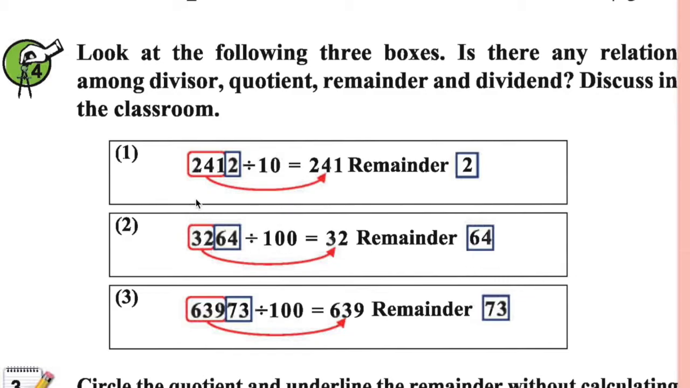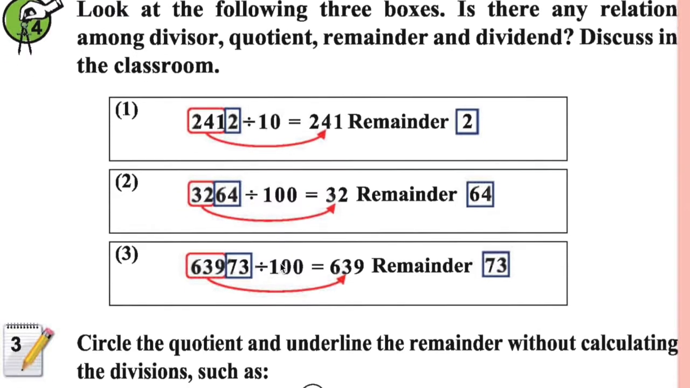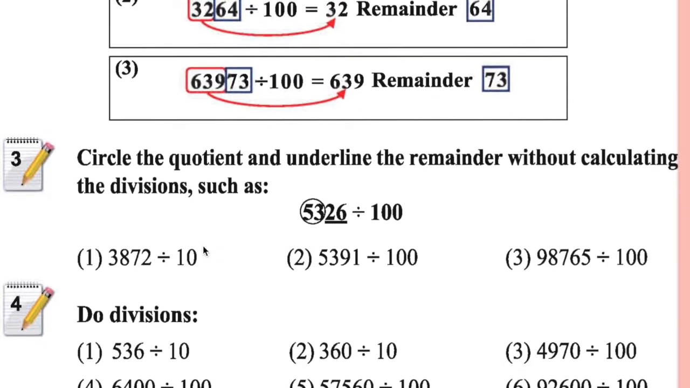See, 241, by looking at the numbers you can check how much you will get as the quotient and how much remainder you will get. 241 as the quotient, remainder the last digit 2. 100 means you will get 2 digits as the remainder, and these as the quotient. Here also 73 as the remainder, 639 as the quotient. Circle the quotient and underline the remainder without calculating the divisions. Yes, this is the remainder, this is the quotient.